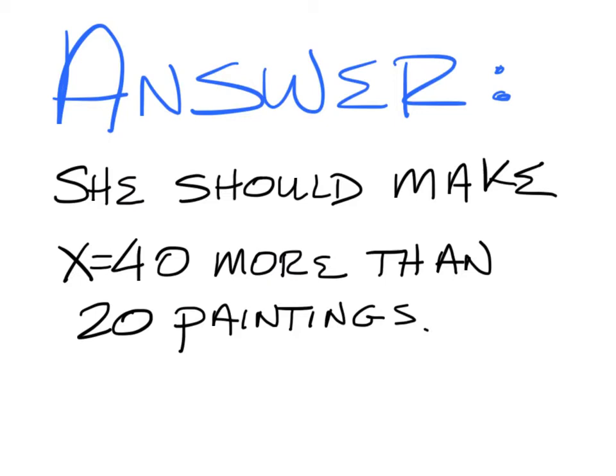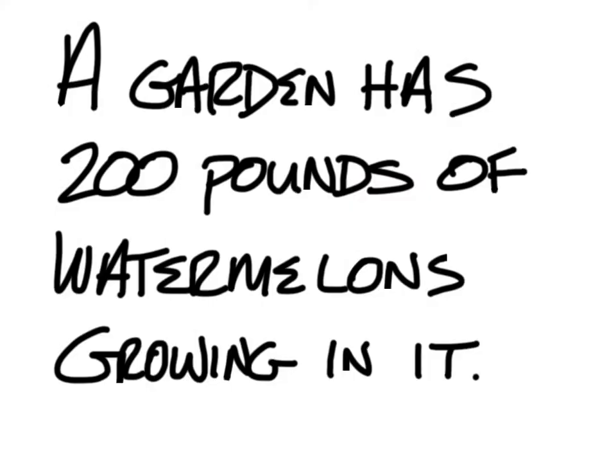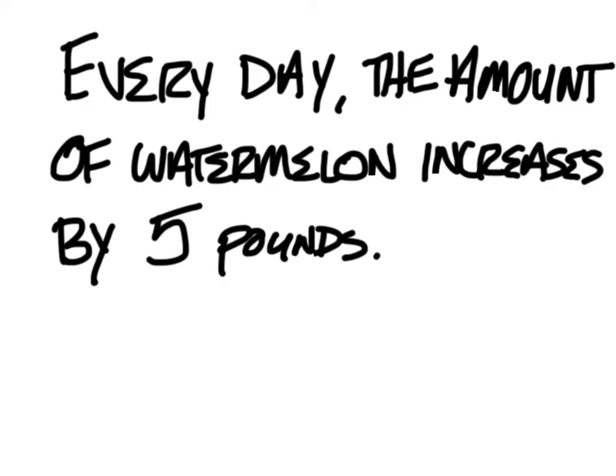Here's example 3. This is about area. This is a practice problem. A garden has 200 pounds of watermelons growing in it. Every day, the amount of watermelon increases by 5 pounds. They have how many pounds to start with? 200, and every day the amount of watermelon increases by 5 pounds.